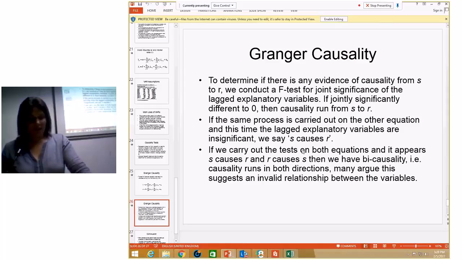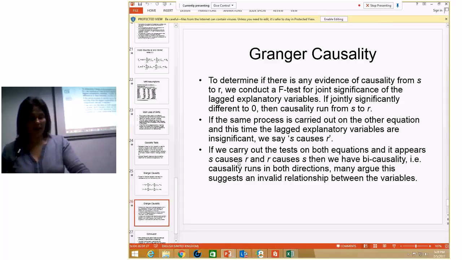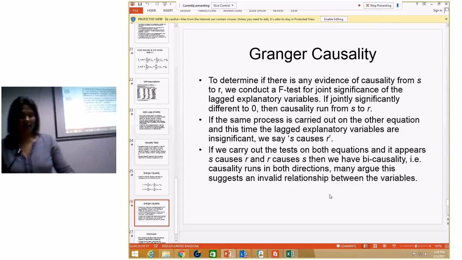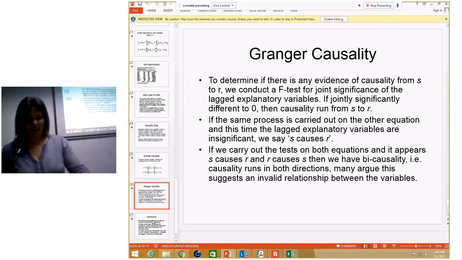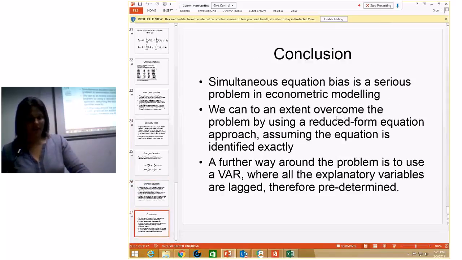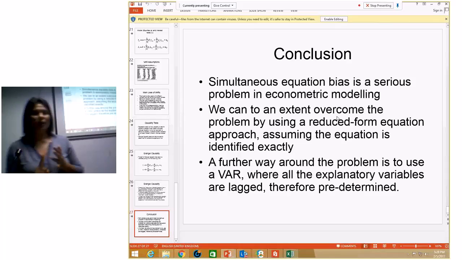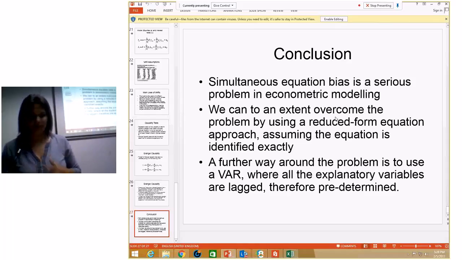If we carry out a test for both equations and it appears S causes R and R causes S, then we have bicausality. Causality runs in both directions. Many argue this suggests an invalid relationship between the variables. Here, why we are using vector error correction model, why we are using vector autoregression, why we are using Granger causality.